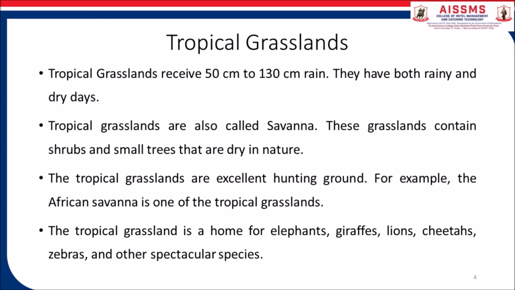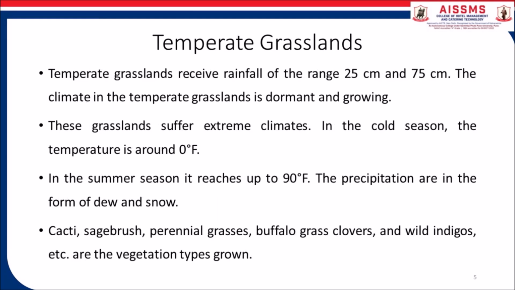Moreover, tropical grasslands are also called savanna grassland. These grasslands contain more shrubs and small trees that are dry in nature. The tropical grassland contains quite short plants, which makes it an excellent hunting ground. For instance, the African savannas are one of the tropical grasslands. The tropical grassland is a home for elephants, giraffe, lions, cheetah, zebras, and other spectacular species.